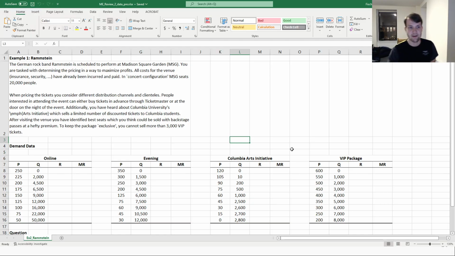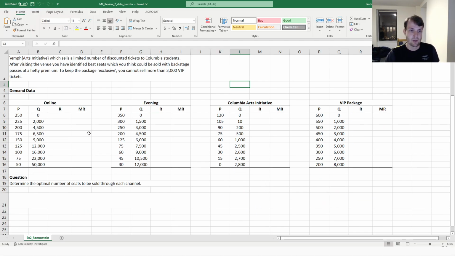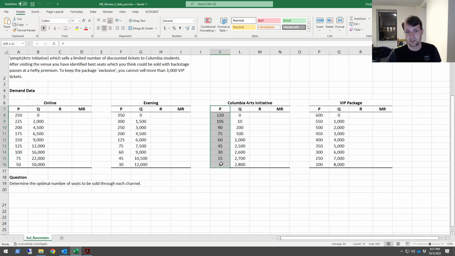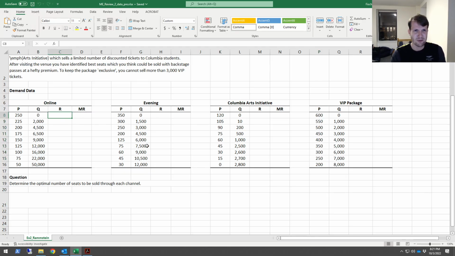Down here, we already have the tables that you were given. They're already sorted, as you can see, in descending order of price or willingness to pay. It's the same thing, as you know. Now, all we need to do is the usual.